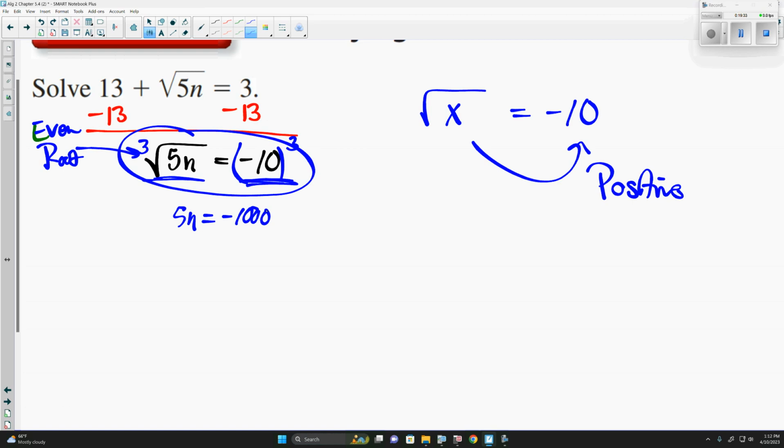Now, if we did miss the fact that we had the square root equal to a negative number, we can work through it. We can go all the way to the end and check it and see, as we did there, okay, it doesn't work, so it's a no solution.